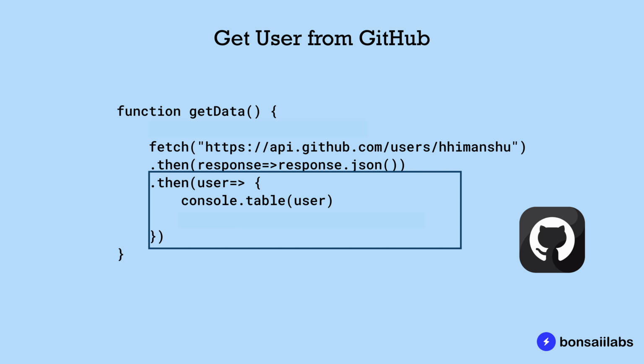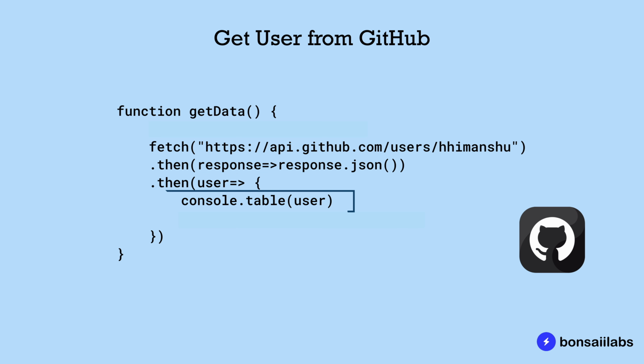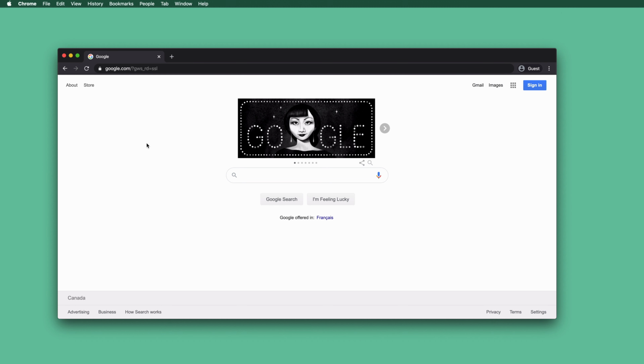Currently, we are printing this user in a tabular format using the console.table method. We have covered the console.table method in one of the previous videos. Let's see this code in action.